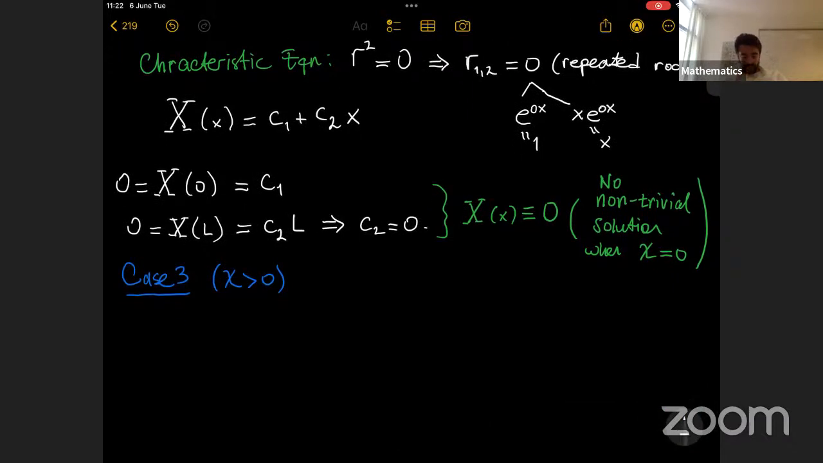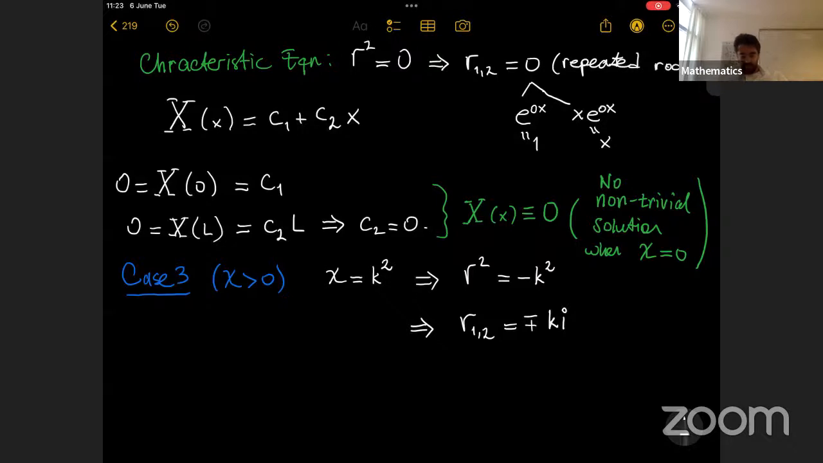So when lambda is positive, say lambda is equal to, for instance, k square. K square is always positive. This implies that the characteristic equation r square is equal to minus k square. Okay, so we have two solutions, r1 and r2, which are plus minus k times i, complex roots, right? We have complex roots in this case.